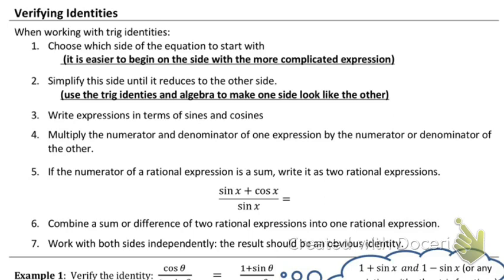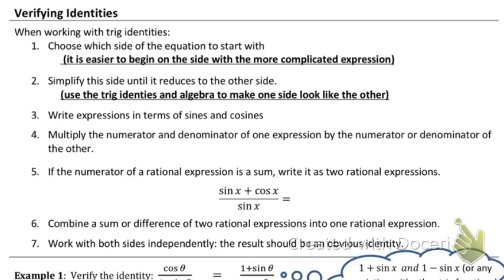Write expressions in terms of sines and cosines. This is just a tip. If nothing's working, write it in terms of sine and cosine. You won't always need to do that, but that is a good key. If you're stuck, write things in terms of sine and cosine. Multiply the numerator and denominator of one expression by the numerator or denominator of the other. That was when we talked about pushing our fractions together so they have a common denominator.